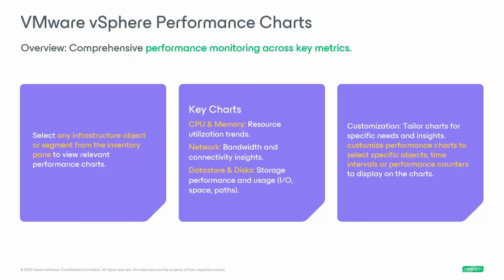So just reviewing what we just looked at. You can select any infrastructure object on the left side of the inventory pane to view the relevant dashboard or charts. That would include the CPU and memory, network, data store, disks, and so on. You can customize tailored charts for specific needs and insights, and it just depends what you're looking for there, or the time intervals. So performance charts.